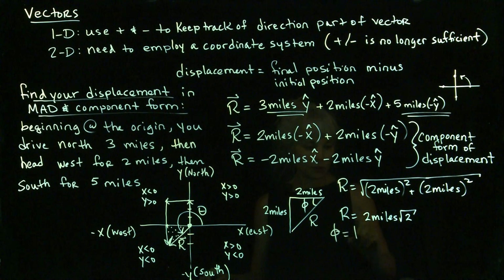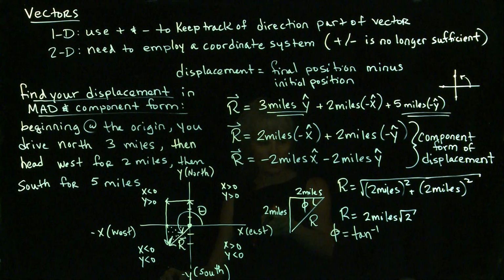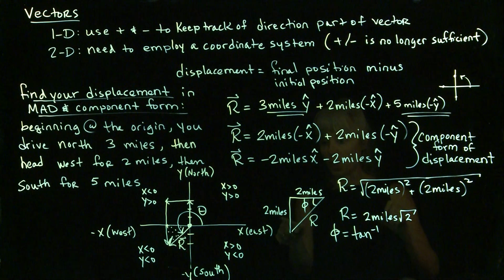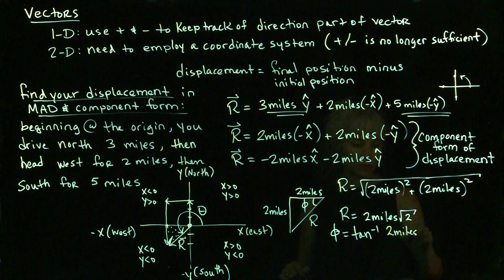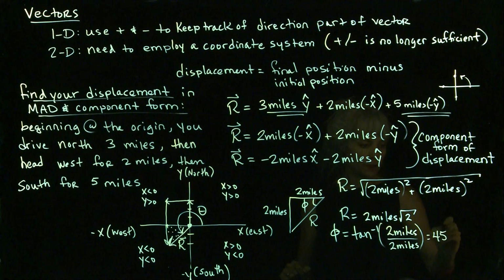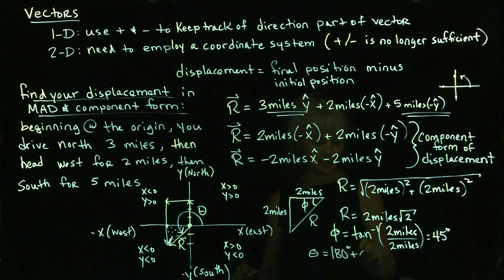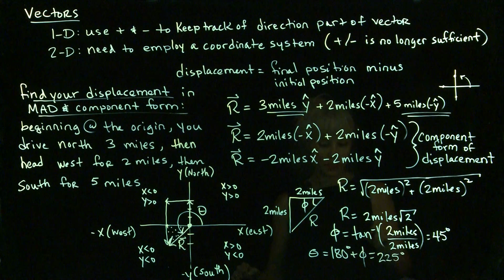So phi is going to be the tangent inverse, right? Phi relates the adjacent and opposite side through tangent. So the tangent inverse of opposite over adjacent, so that's going to be 2 miles over 2 miles. And if you work that out, you'll find that's 45 degrees. So then the angle theta is going to be equal to 180 degrees plus phi. So that's going to be equal to 225 degrees.